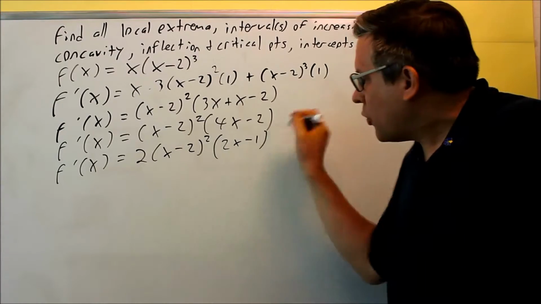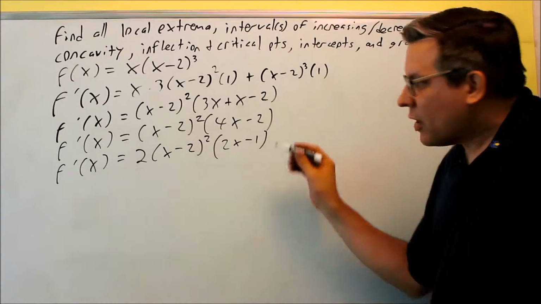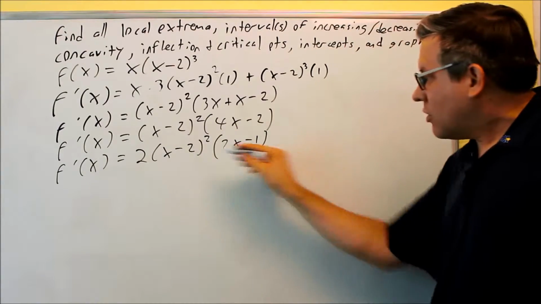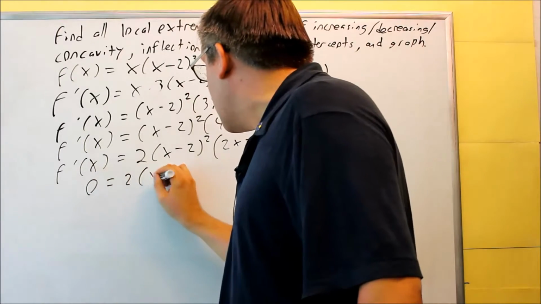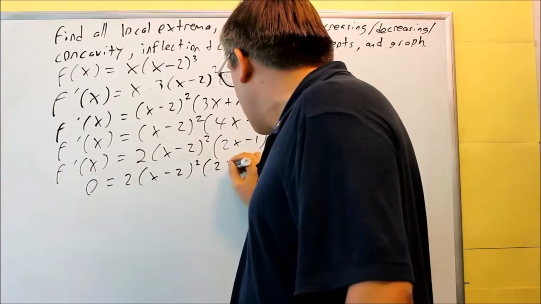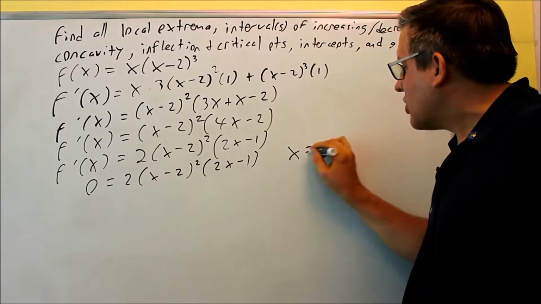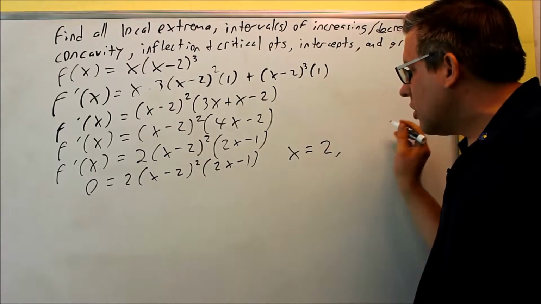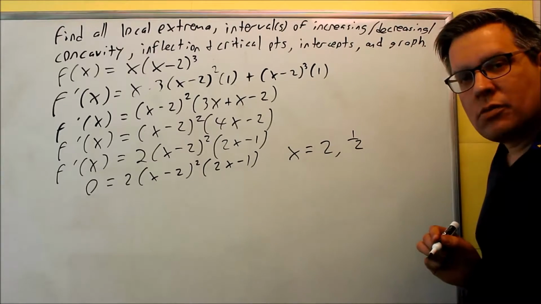And so this is the one we want to look at when we set it equal to 0. We find critical numbers by looking where this is undefined, but again, there's no place where that's going to be undefined, so we'll just go directly to setting it equal to 0. When we do that, we're going to get x is equal to 2 and also 1/2. These are your critical numbers.